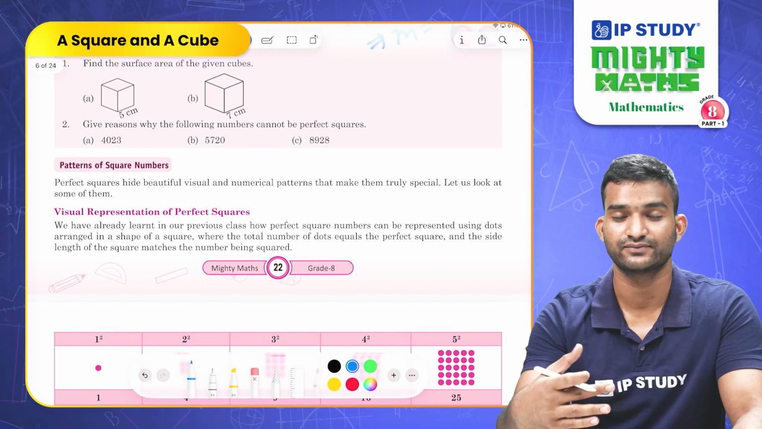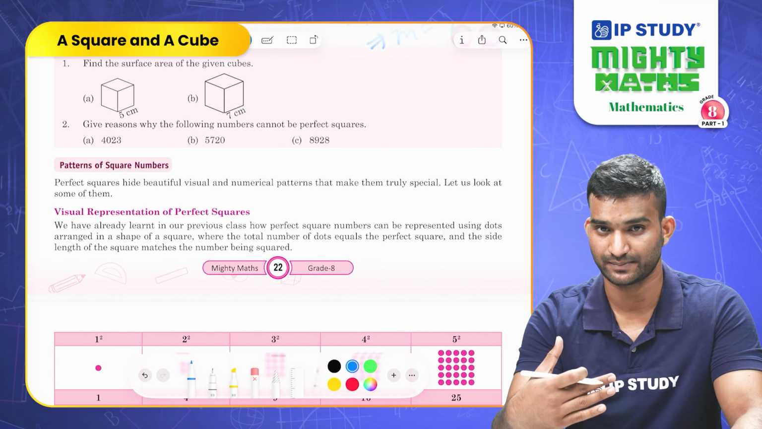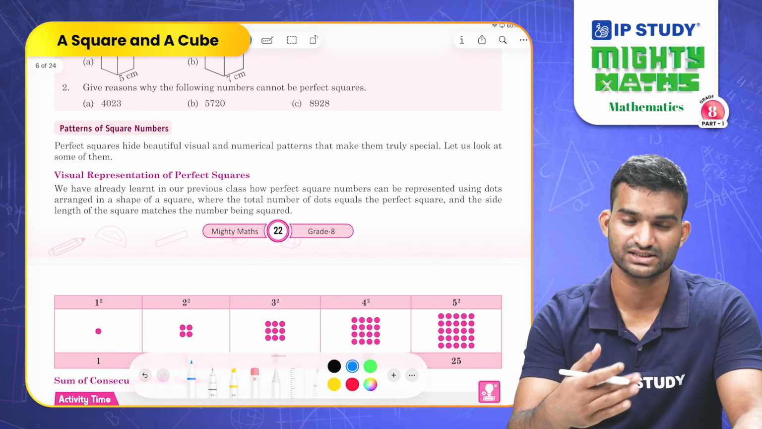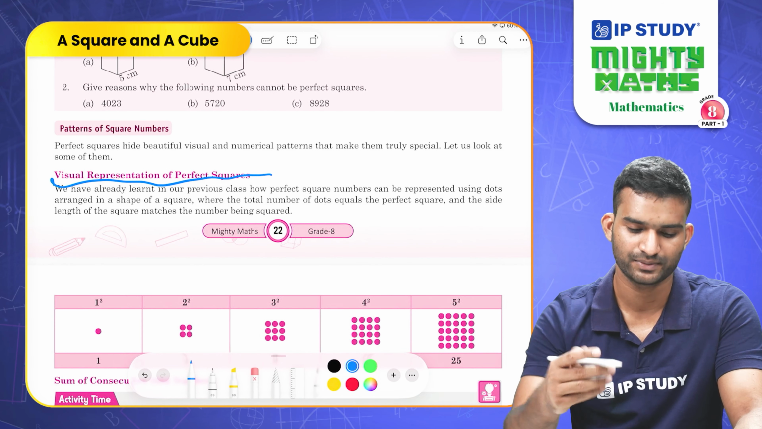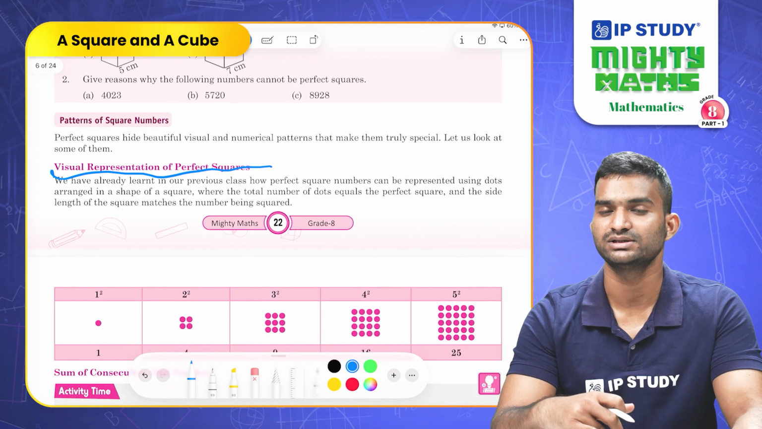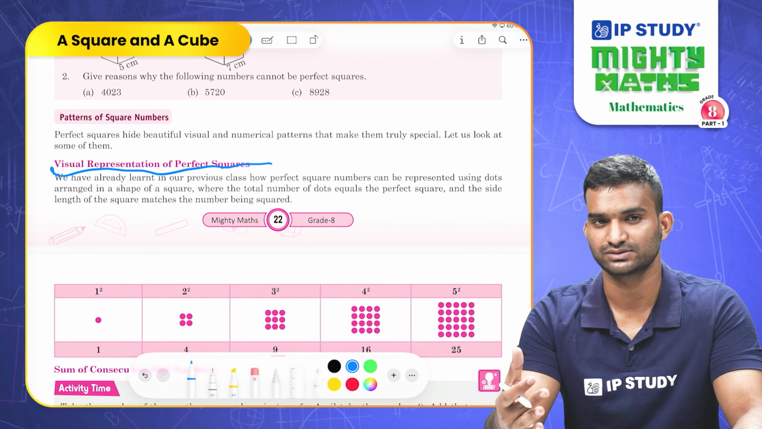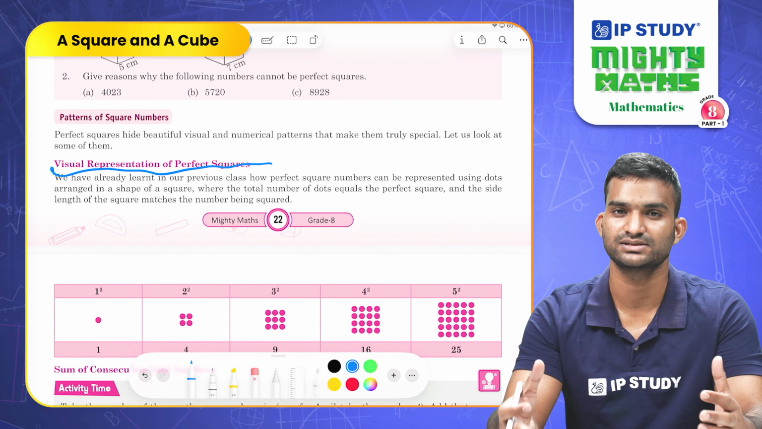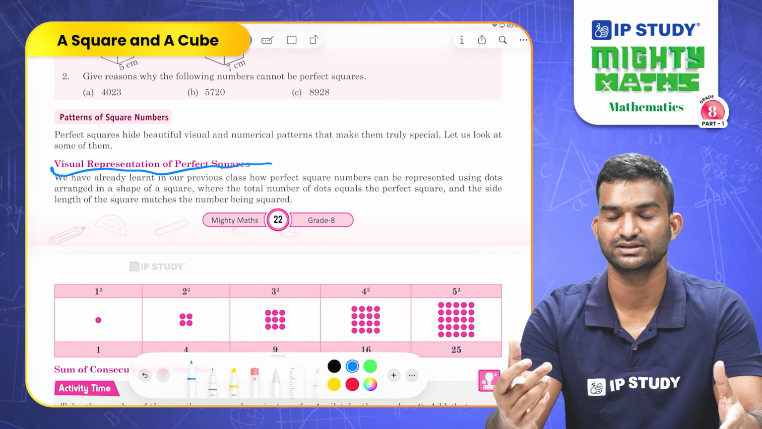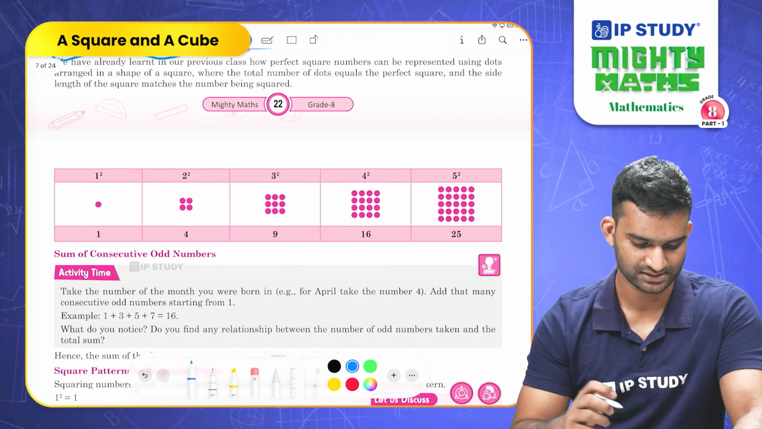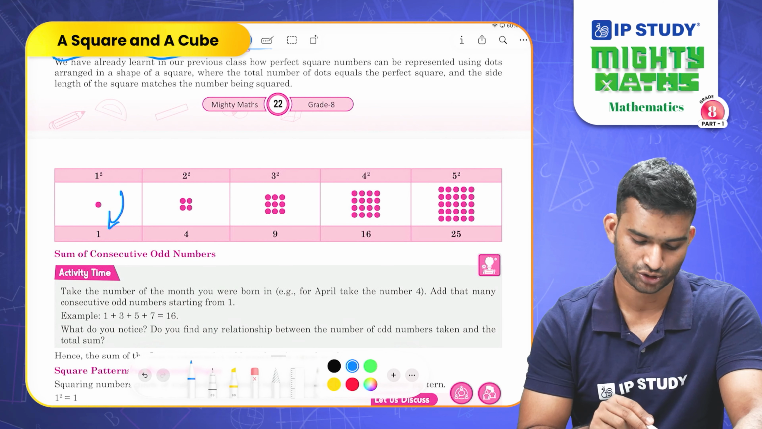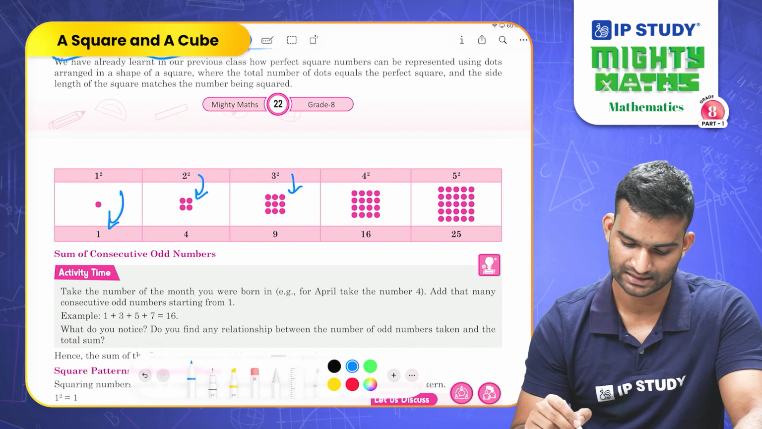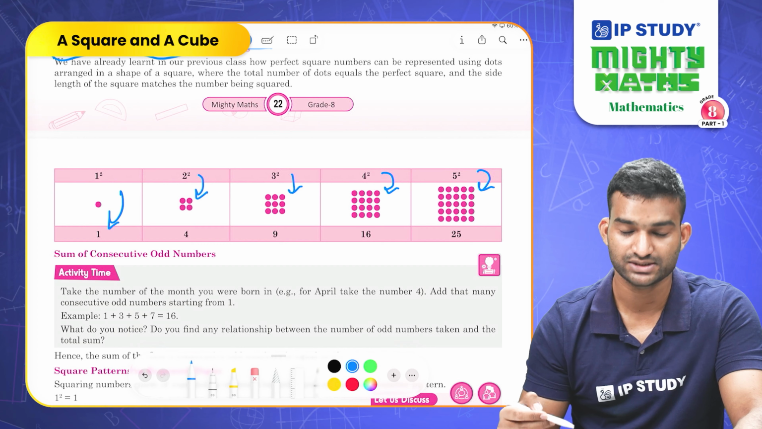Let's understand the different patterns we are going to cover under this chapter under the name of square numbers. So the first pattern is the visual representation of perfect squares. What is the visual representation of perfect squares? In our previous grades, we have studied that we can write different square numbers in terms of dots representing the square numbers. Likewise, we can see 1 can be represented as 1 dot, 2 square can be represented as 4 dots, 3 square similarly 9, 4 square 16 and 5 square is 25.